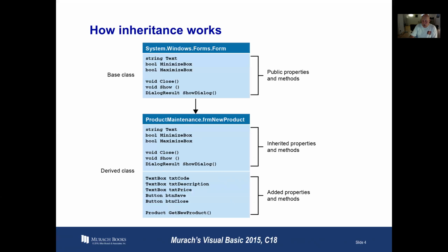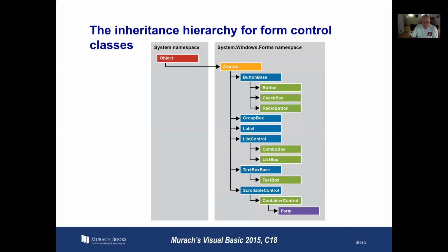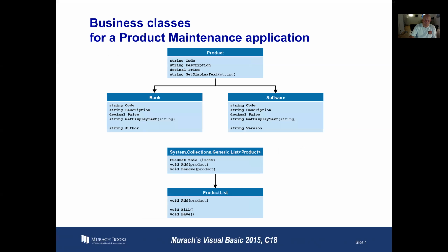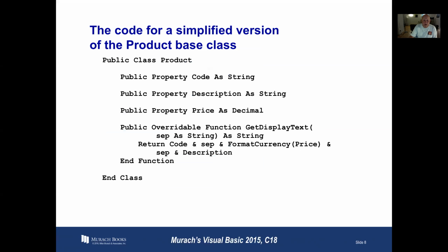This is how inheritance works. If you have your base class, your derived class. This is the inheritance hierarchy for a form control class. Methods of the System.Object class. And these are business classes for a product maintenance application. This is the code for a simplified version of the product base class.